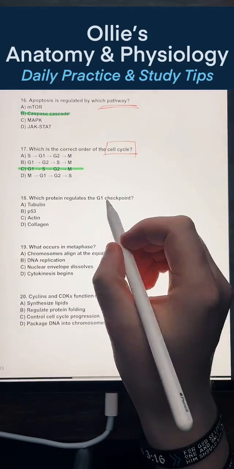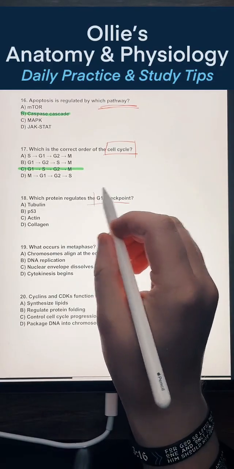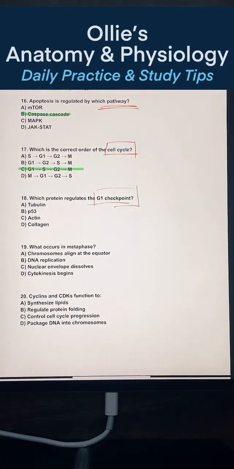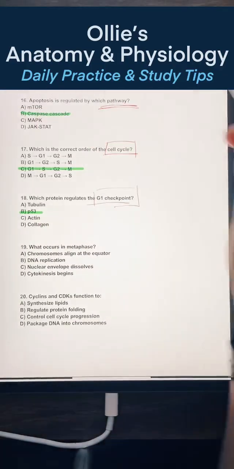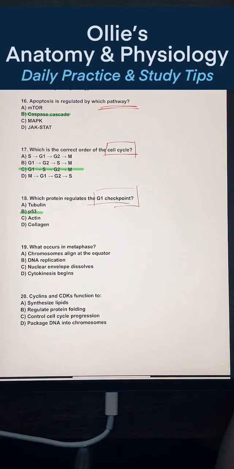Number 18, which protein is going to regulate the G1 checkpoint? A, B, C, or D? It is p53. You could call it the guardian of the genome. So if DNA gets damaged, p53 will halt the cycle, and it will induce apoptosis.